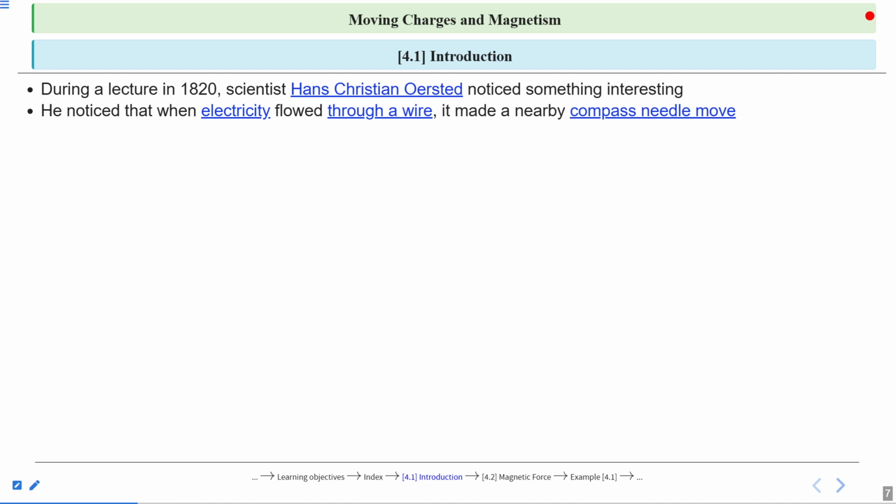So he noticed that when electricity flowed through a wire, it made a nearby compass needle move. There was a deflection in the compass needle when it was placed near a current carrying wire. This simple observation showed that electricity and magnetism were connected, because a compass needle only shows deflection when there is a magnetic field in that region, placed near the current carrying conductor.